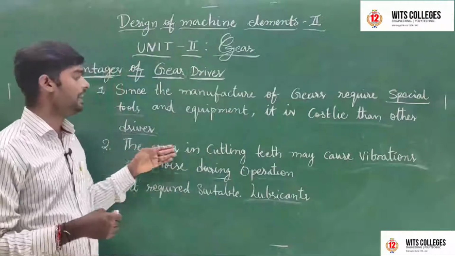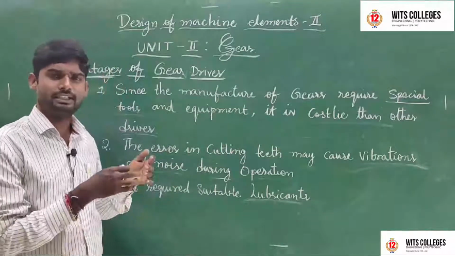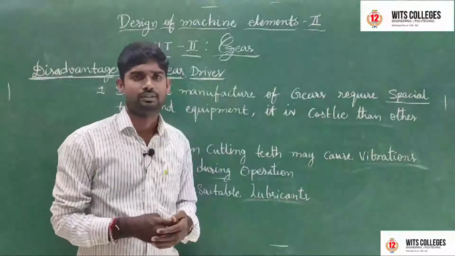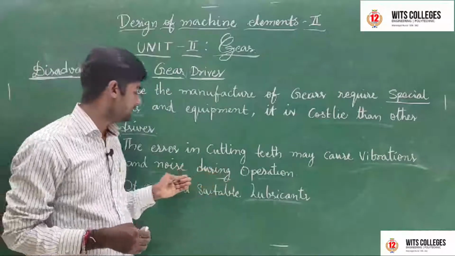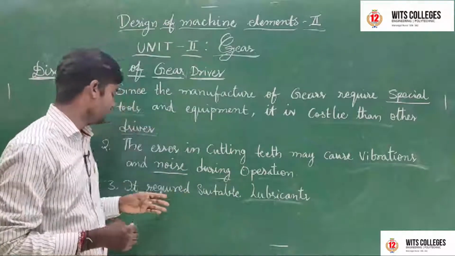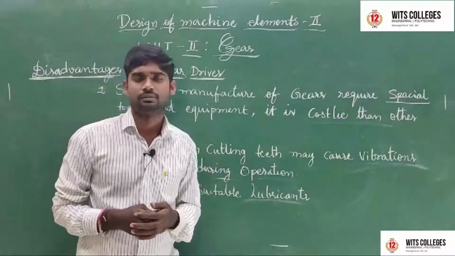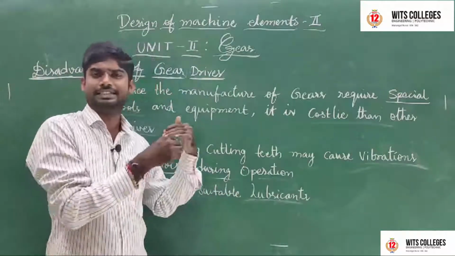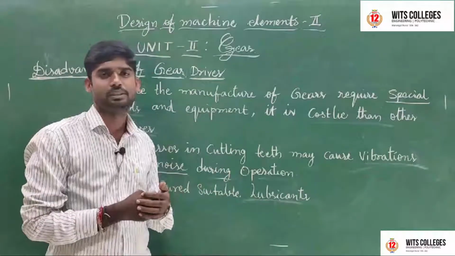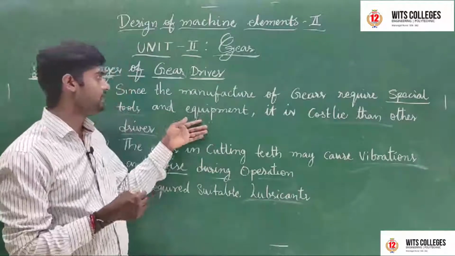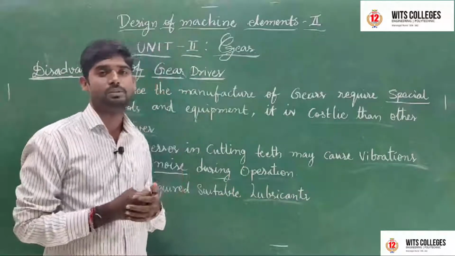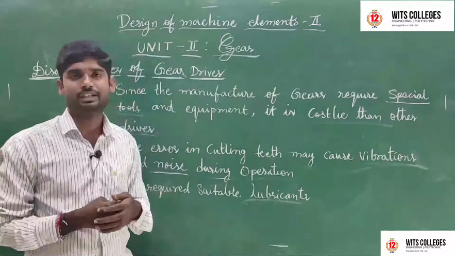Next, errors in cutting teeth may cause vibrations and noise during operation. Next, they require suitable lubrication. In belt drives we are not using lubricants or oils, but in gear drives we use suitable lubricants. This is also one of the disadvantages.